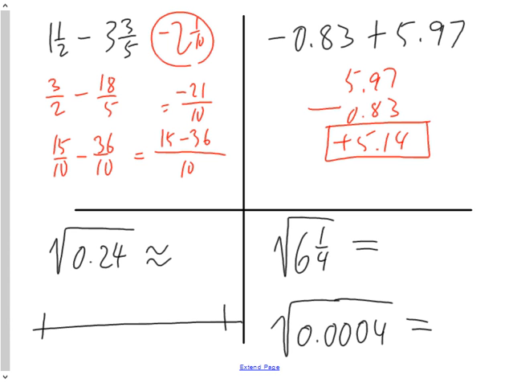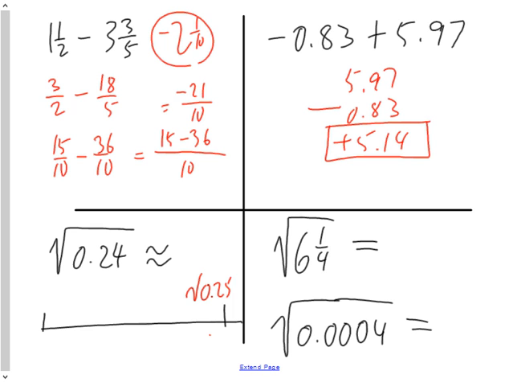Since 0.24 is not a perfect square, you have to estimate what the square root of that number is. In order to do so, use a number line where there are two perfect squares on either end. In this case, use these ones. Oh no, sorry, that's wrong. That would be over here.